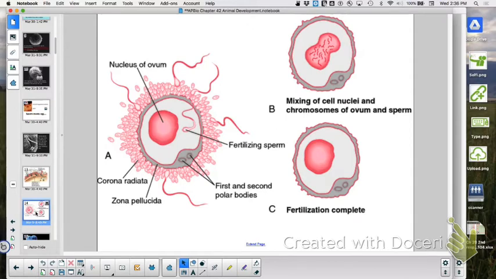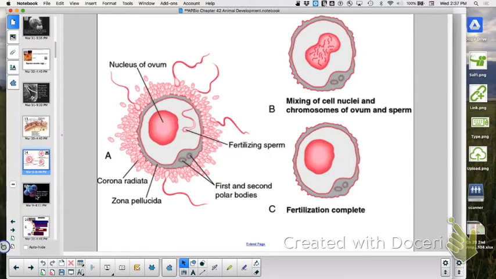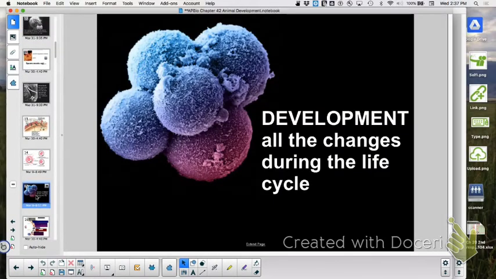Fertilization is complete when the sperm and the egg nuclei join, and that's the fusion you see in the top right-hand corner. And then you have fertilization. Okay. So development is all the changes that occur in your entire life cycle. I'm in development because now I'm still what? What's happening to me? Aging. I'm aging. In a good way.